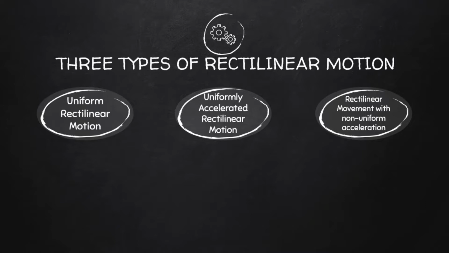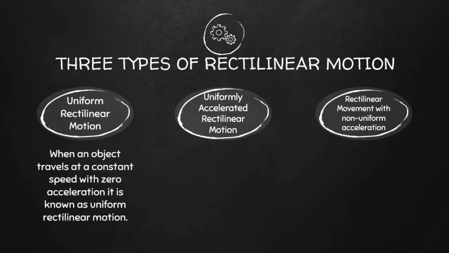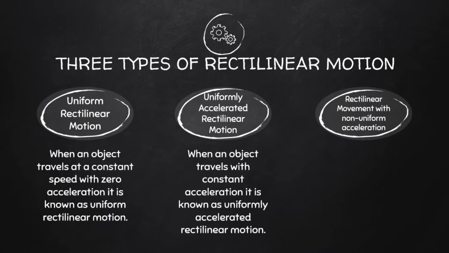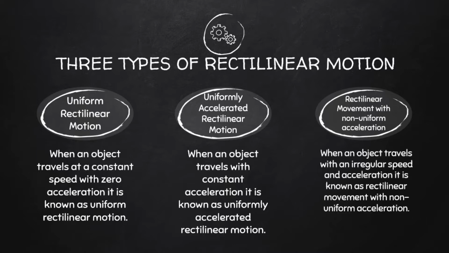There are basically three types of rectilinear motion: uniform rectilinear motion, uniformly accelerated rectilinear motion, and rectilinear movement with non-uniform acceleration. When an object travels at a constant speed with zero acceleration, it is known as uniform rectilinear motion. When an object travels with constant acceleration, it is known as uniformly accelerated rectilinear motion, or there is constant change in its speed. When an object travels with an irregular speed and acceleration, it is known as rectilinear movement with non-uniform acceleration.